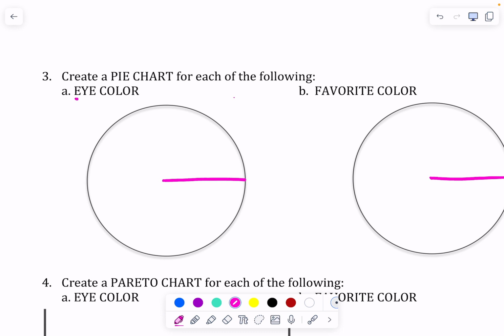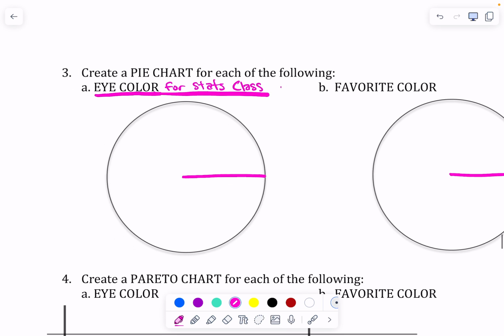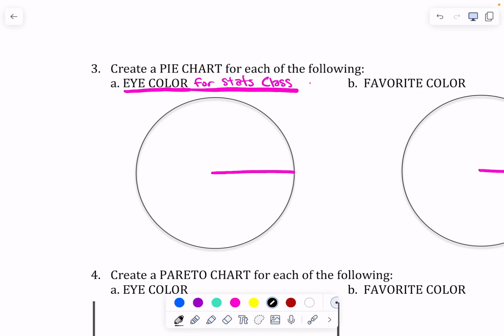Eye color, I'm just going to make this my title. Eye color for stats class, because we're including me. We need a protractor. All right, I need some eye colors. How many different eye colors do we have? We have blue, green, brown, hazel, and gray.